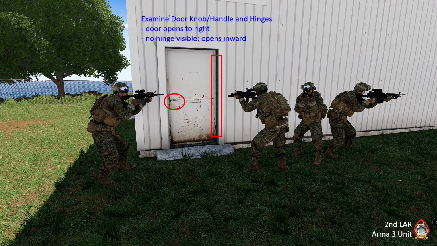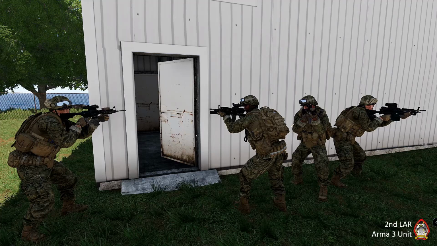Next thing that we look for is hinges. If there are no hinges visible, the door opens inward. If they are visible, it opens outward. However, due to the modeling of many of the doors in game, no matter what, it might be hard to see some of these hinges. So you can alternatively look to see if the door is sunken into the frame. That would suggest that it opens inward, or rest more on the outside of the frame, suggesting that it opens outward.